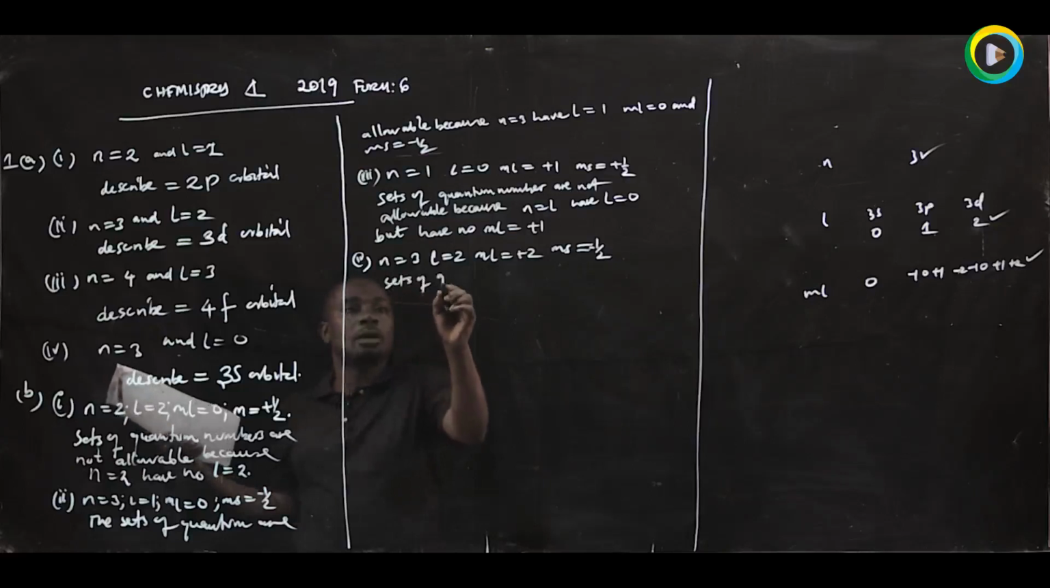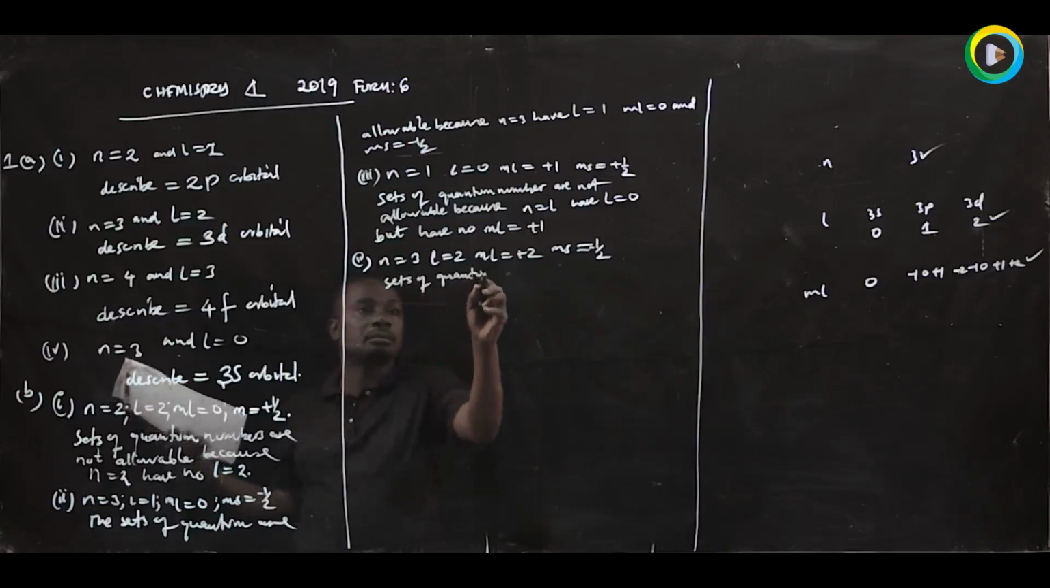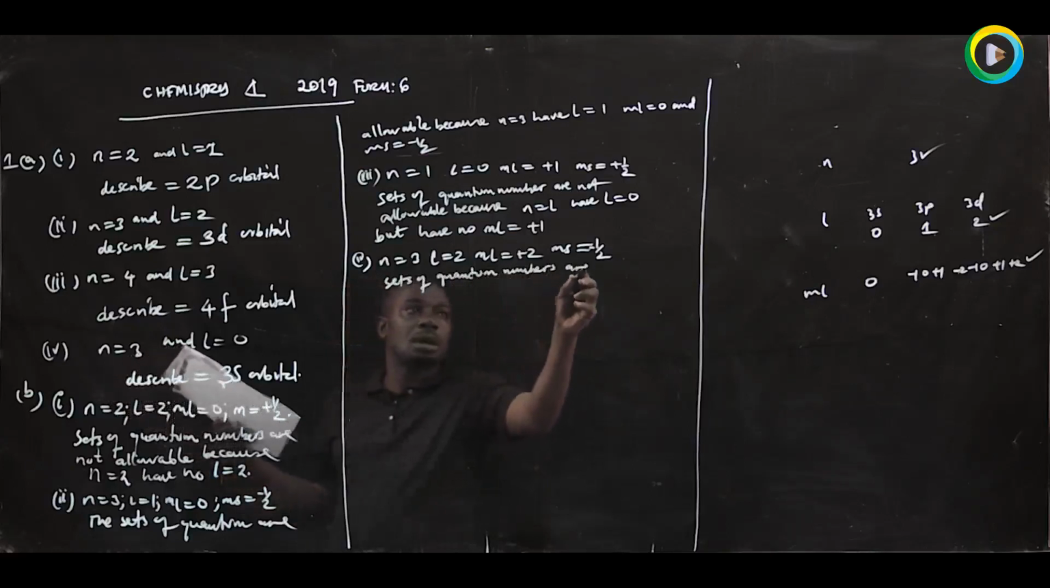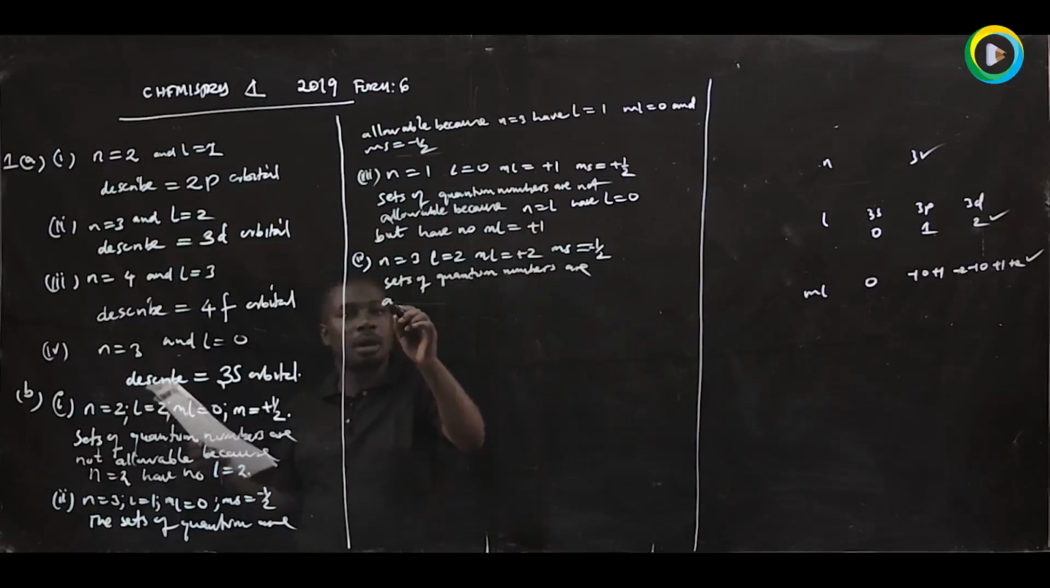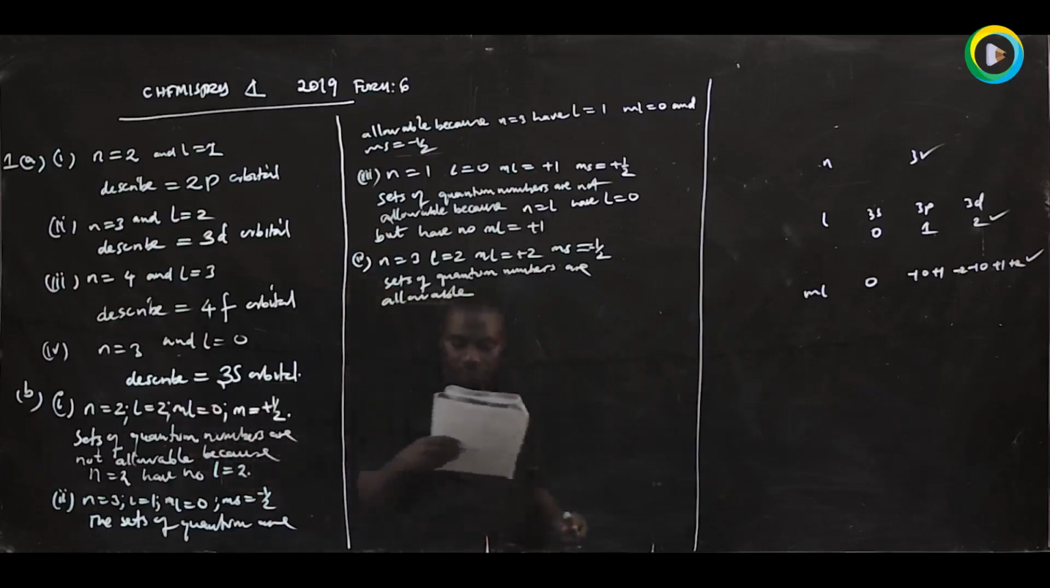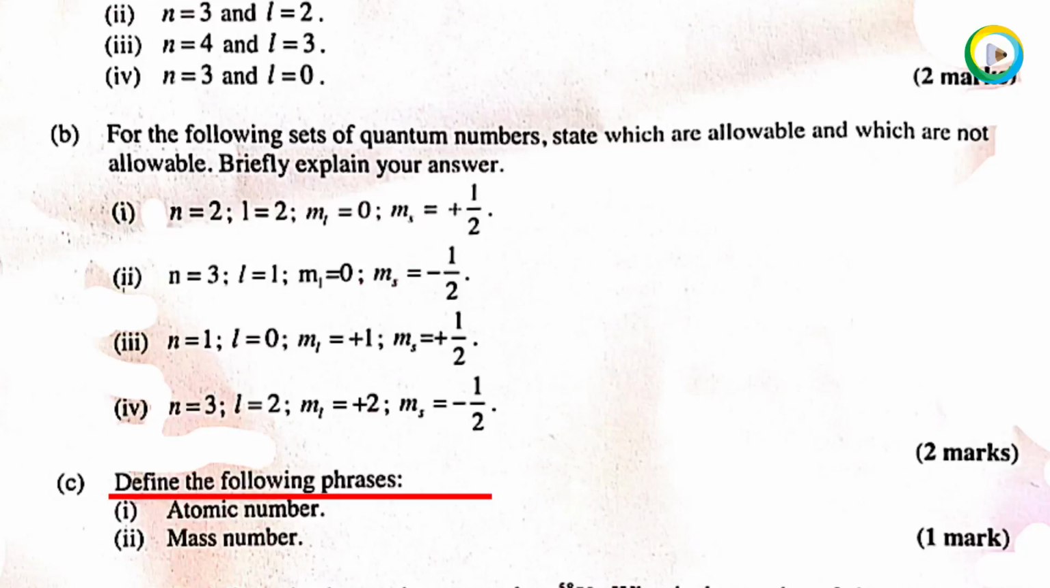The set of quantum numbers is allowable. Question number 1 is C.